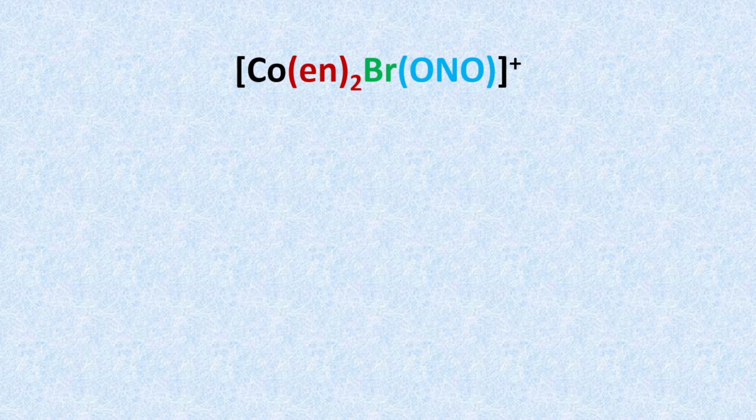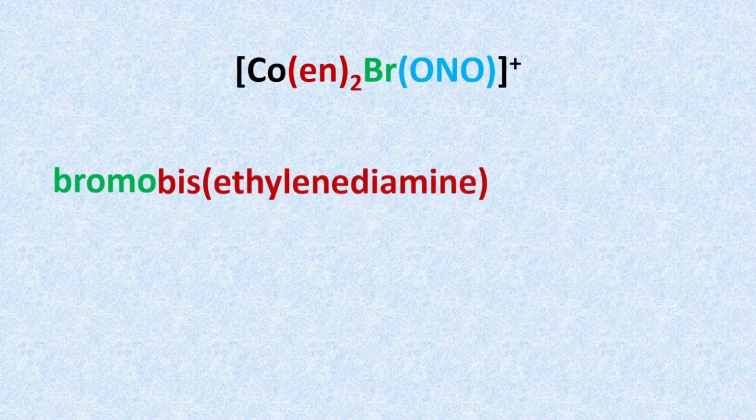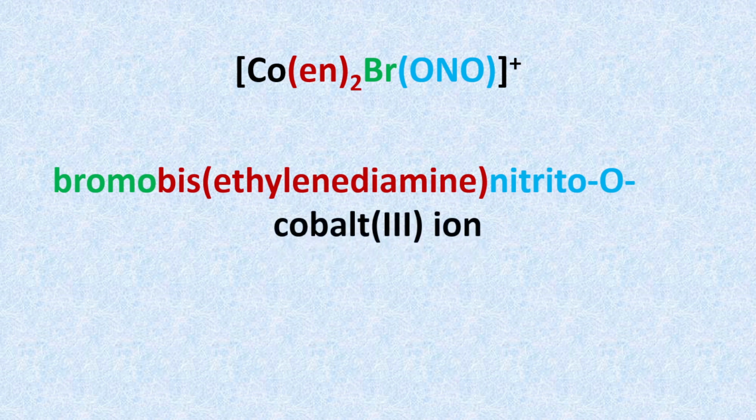Here in this complex, we have 3 different types of ligands. So its IUPAC name will be bromo bis(ethylenediamine) nitrito-O cobalt 3 ion. Nitrito and bromide carry a -1 charge, while the coordination sphere already carries a +1 charge. So the oxidation state of cobalt is +3.